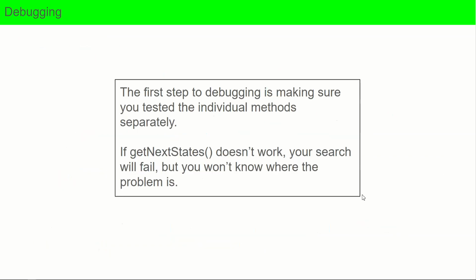Okay, so what happens if you've done that and it's just not working, like it infinitely loops or does something weird? The first step is make sure that you actually tested your methods individually.